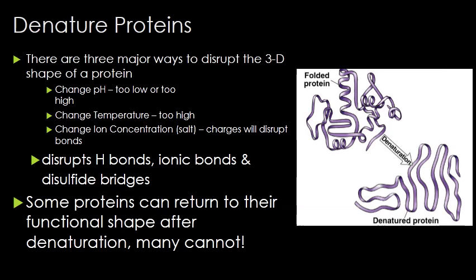Ionic bonds and hydrogen bonds can be torn apart and altered by the presence of charged particles. So some proteins are able to recover from this, but some cannot. Think about cooking an egg. When you cook that egg, you permanently denature those proteins.